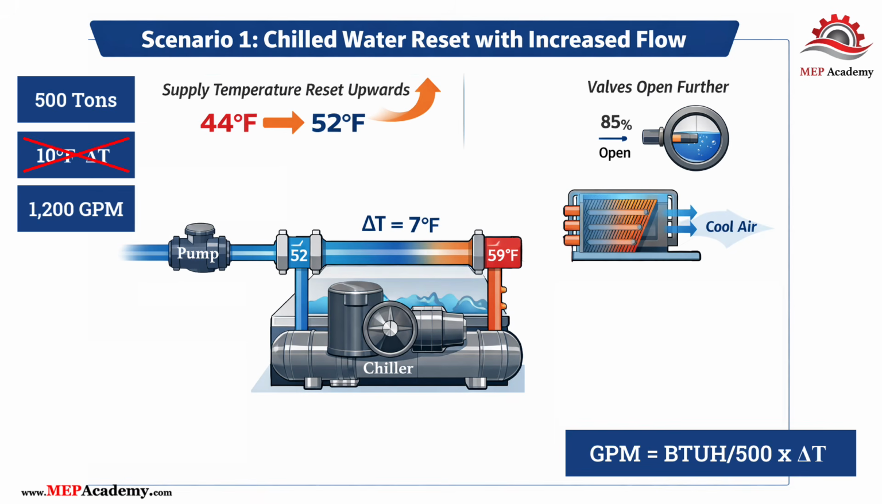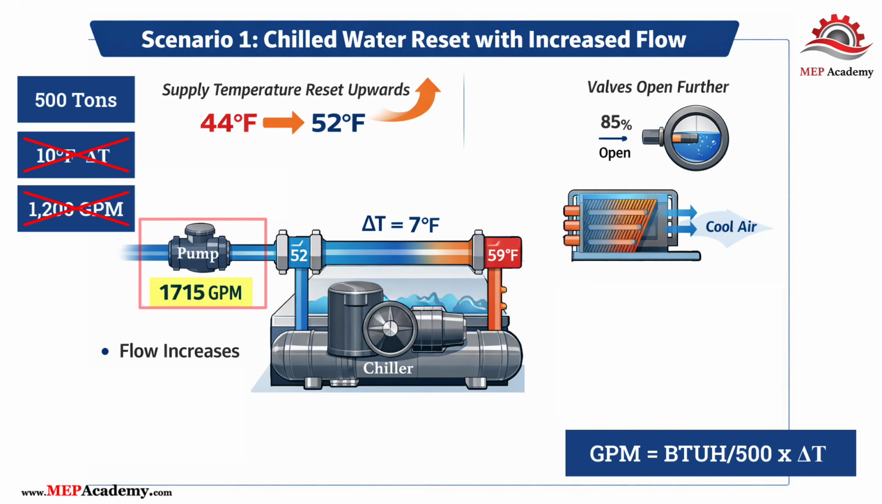Step 3. Coil valve response. As the supply water becomes warmer, each gallon carries less cooling capacity. The control valves respond by opening further to maintain the same cooling output. This is a normal and expected response. Step 4. Flow increases. With a smaller temperature difference across the coil, more water is required to move the same heat. System flow increases accordingly.